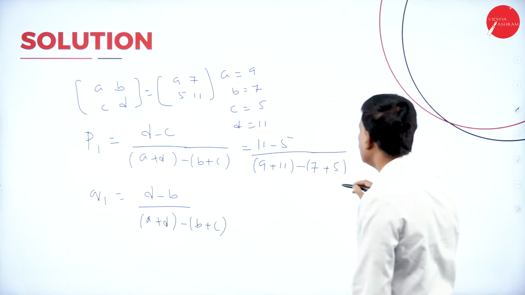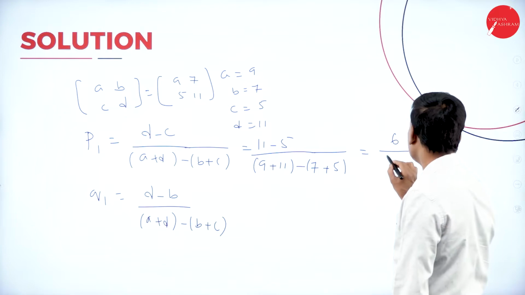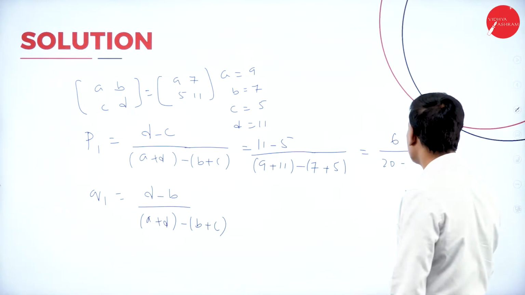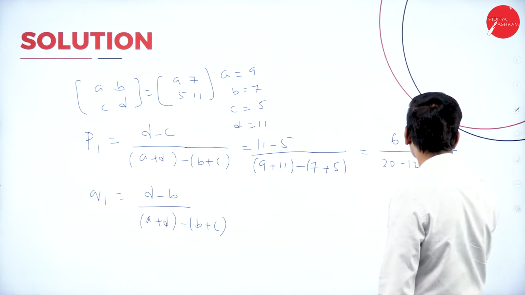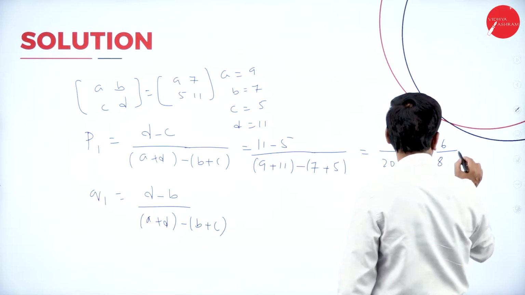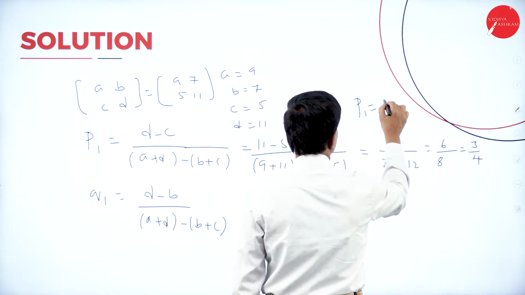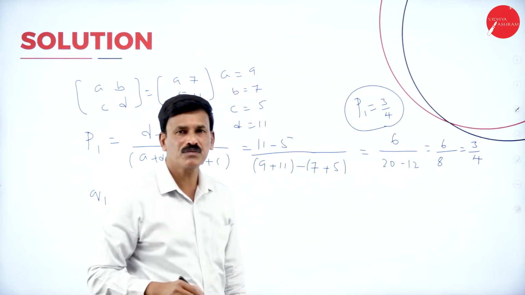If we simplify, 11 minus 5 is 6, divided by 9 plus 11 is 20, minus 7 plus 5. 7 plus 5 is 12. Now simplify: this is 6 divided by 20 minus 12, which is 8. If you divide by 2, 2 3s are 6, 2 4s are 8. So therefore P1 is equal to 3 by 4. The value of P1 is 3 by 4.